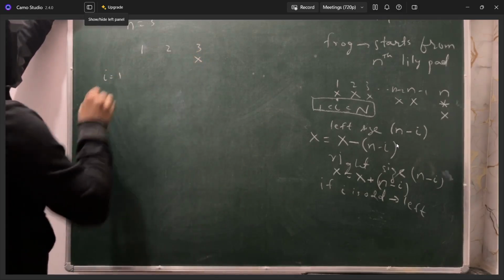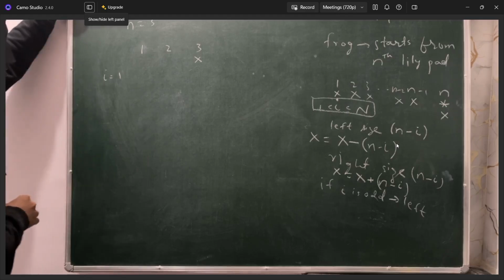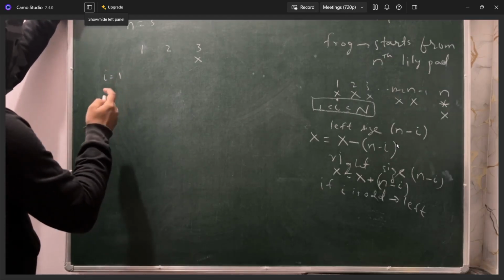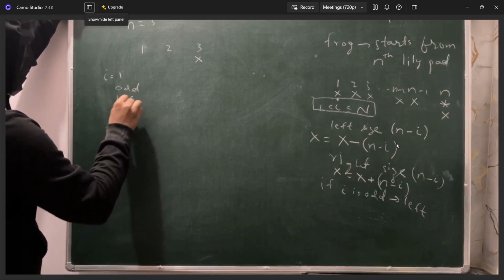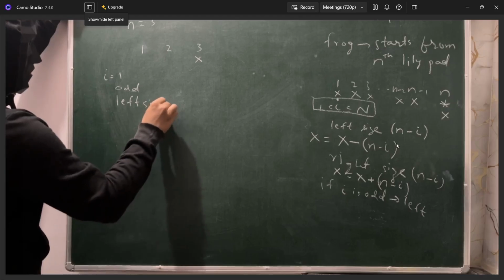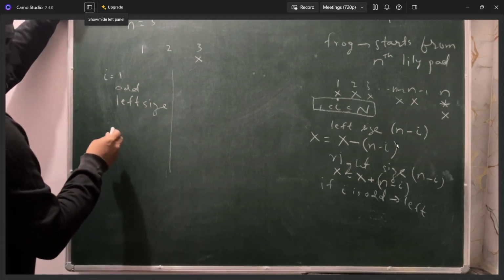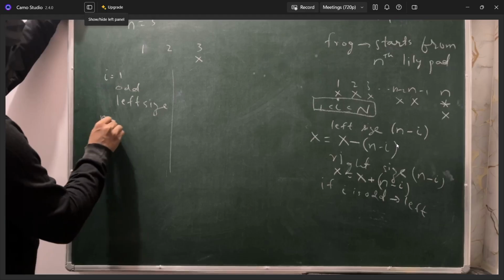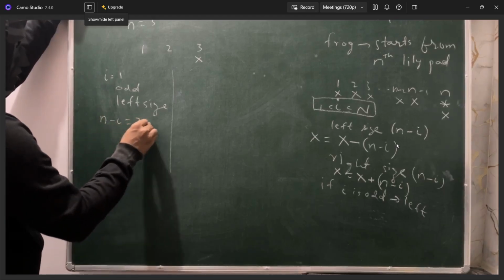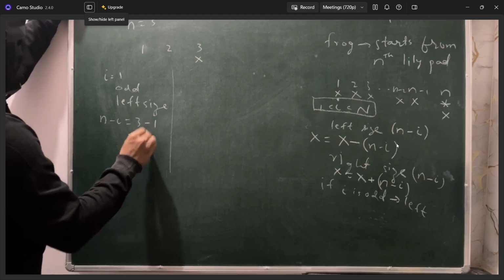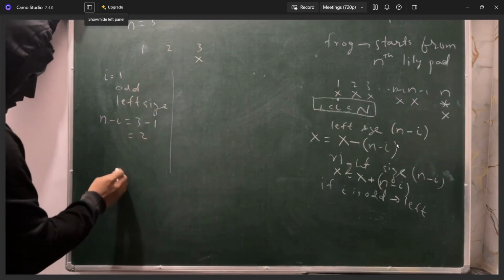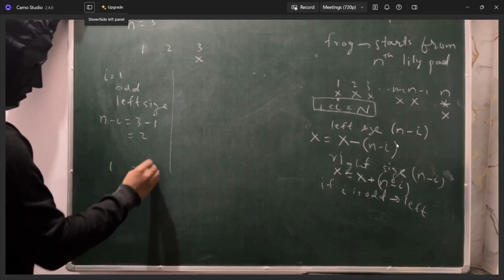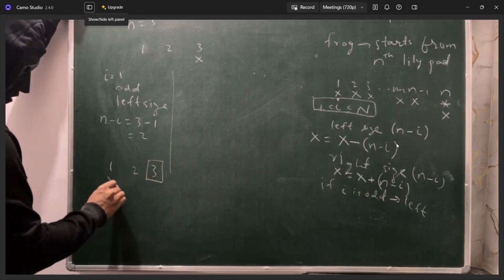Now when you're doing the i equal to 1 operation, this is odd, so he'll be moving left hand side. The frog will be moving left hand side. So how much distance will he be moving? n minus i, which is basically 3 minus 1, 2 distance. So he'll be moving 2 distance left hand side, 1, 2. So right now your frog will be at 1, 2, 3. This place is done. Your frog is here.